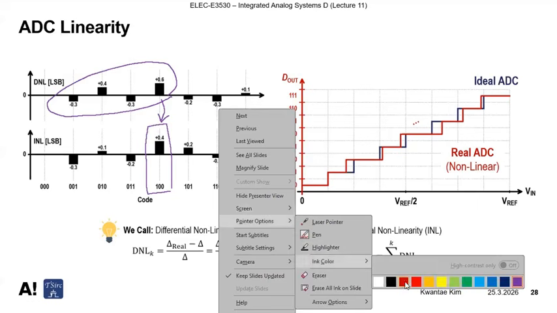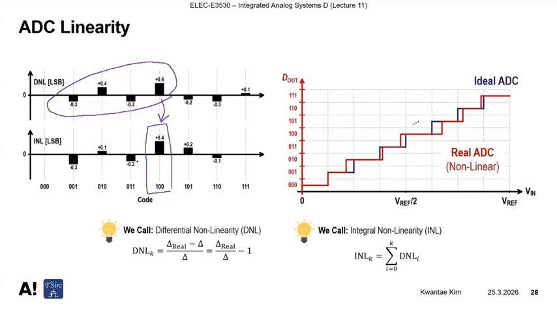Or you can also approach it with this method. You take the previous INL and the current DNL and make a summation. Then you also get this INL value, because the previous INL value already has a history of the previous accumulative sum.